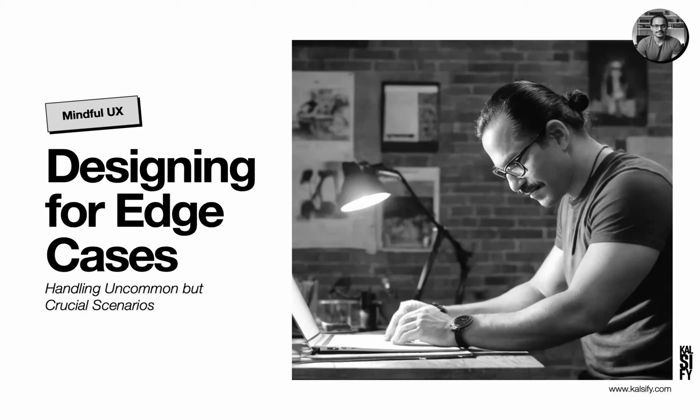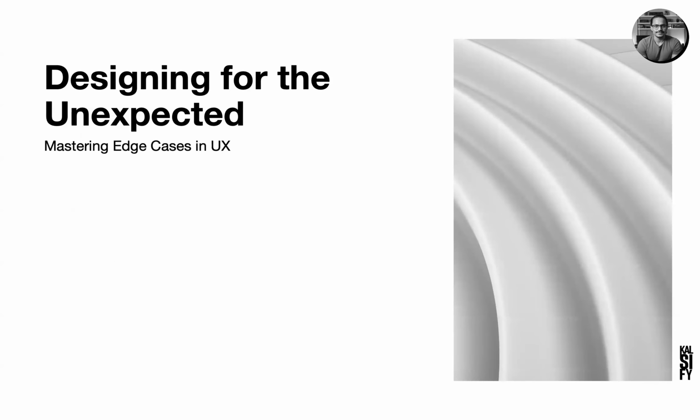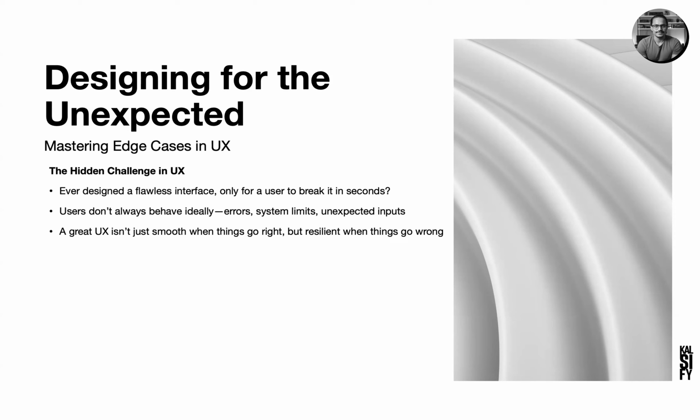Most UX designers focus on the happy path, the ideal flow where everything works perfectly. But real users don't always behave ideally. They run into errors, push system limits, and find loopholes in your design. If we don't prepare for these scenarios, our products will fail when users need them most. In this session, we're going beyond perfect UIs to talk about designing for the unexpected. Because a truly great experience isn't just smooth when things go right, it's resilient when things go wrong.